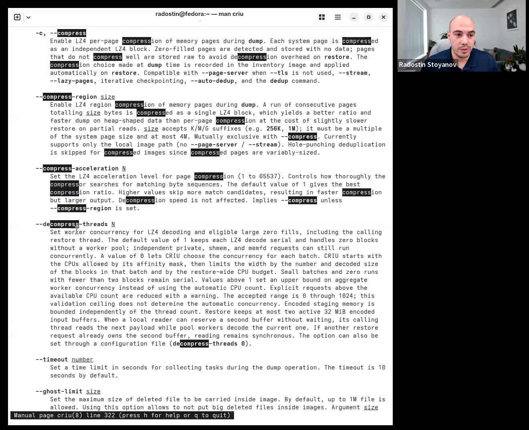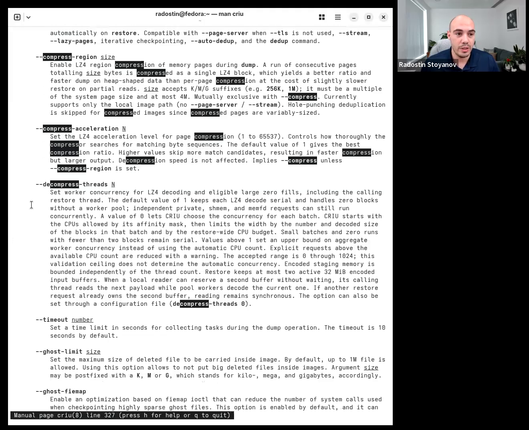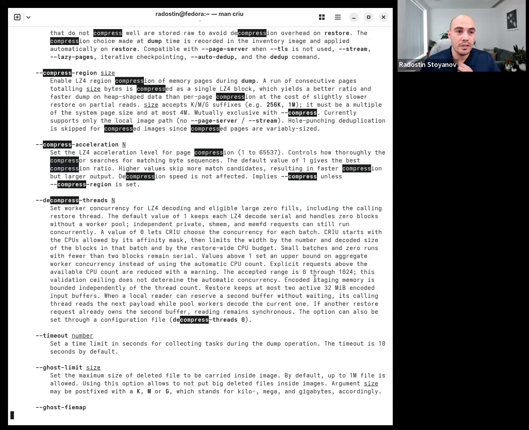Then I was referring to this option. So this is the CRIU man page. This decompress threads option is essentially what parallelizes the decompression. And the number 0 automates it, so instead of specifying, for example, the number of CPUs, you can do that.